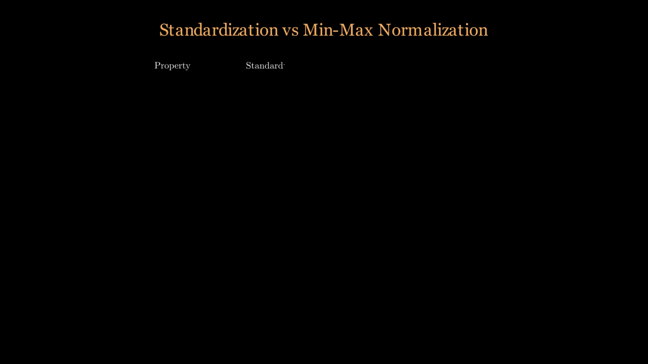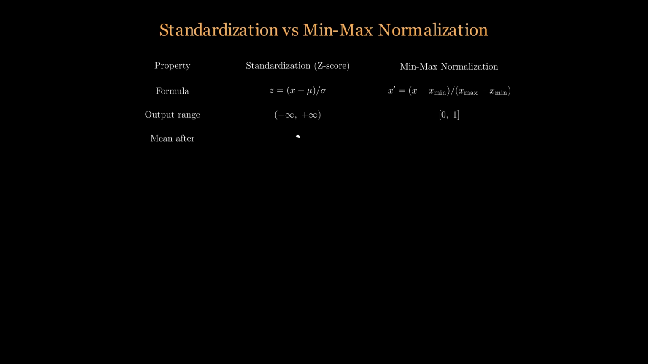Standardization is often confused with normalization. Let's clarify the difference once and for all. Standardization applies the z-score formula, producing an output with no fixed range. Values can be anywhere from negative infinity to positive infinity. But the mean becomes 0 and sigma becomes 1.